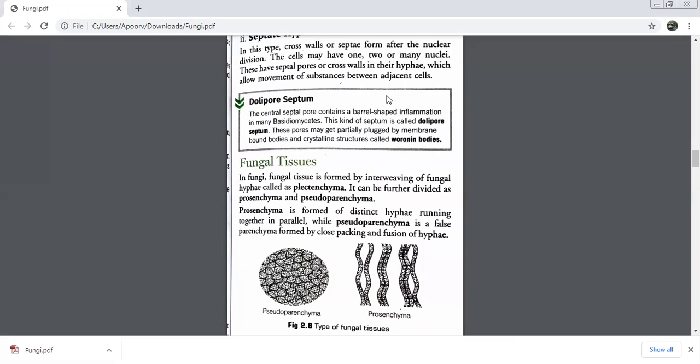Let me ask you once again. We just talked about how tissue is formed in a fungus. Fungal hyphae. Very good. The hyphae of the fungus interweave with each other, and this is how a tissue is made. We all know tissue is formed by the combination of cells. Here, the cells are inside the hyphae. So there is an interweaving of the hyphae, and this is how a fungal tissue is formed. What is this tissue called?